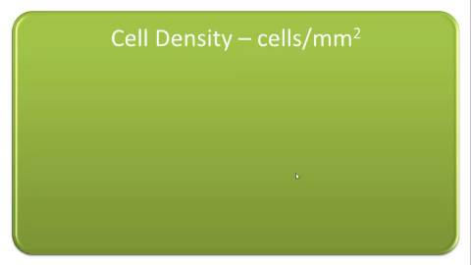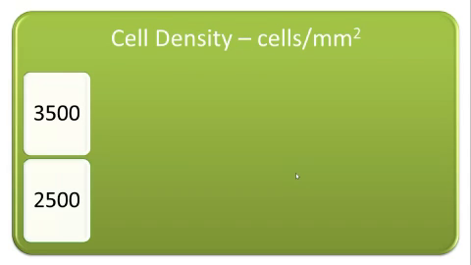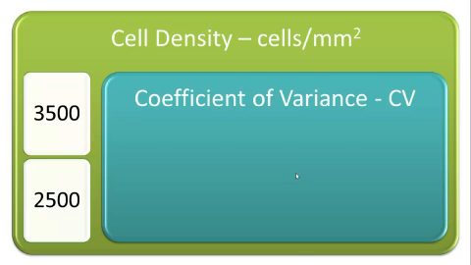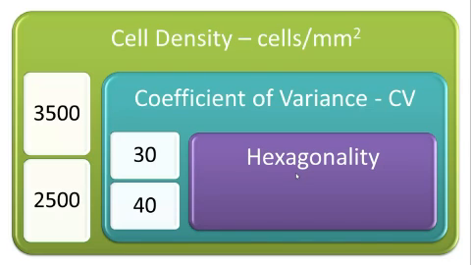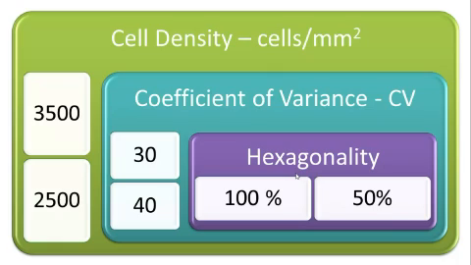So with regard to cell density, cells per millimeter square, 3500 cells is the norm. Up to 2500 is taken. Coefficient of variance up to 30 is fine. Anything more is telling us it is undergoing stress. Hexagonality ideally should be 100, but then up to 50 can be taken. Less than that means it's a damaged, decompensated cornea.